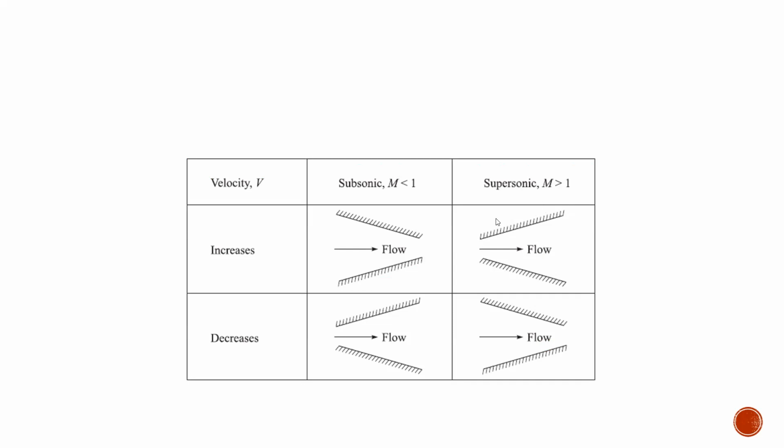From the relation dA by A is equal to dV by V into (M square minus 1), the significance is that if there is a supersonic flow and the area is increased, the velocity also increases. If there is a subsonic flow and the area is decreased, the velocity is increased. It is quite opposite between subsonic and supersonic.